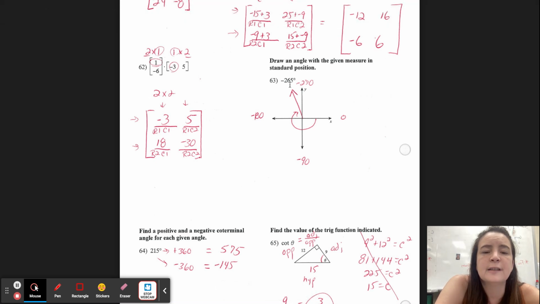But this is negative. Since it's negative, we're rotating backwards. So it goes to 0, negative 90, negative 180, negative 270, negative 360. I didn't even write the negative 360 because we don't go beyond negative 270. So it stops right here, and I draw my little line.